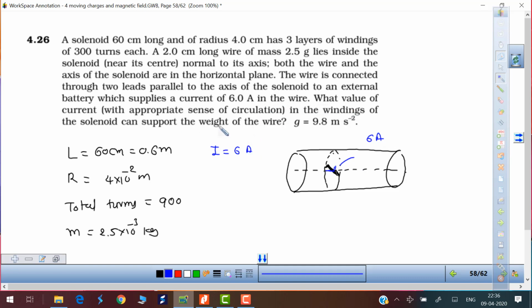What value of current in the winding of the solenoid can support the weight of the wire? So what is the current here? It produces the magnetic field, which gives an upward force ILB, and the downward force is mg. This current is I, and we want to find B, and from B we can calculate the current in the solenoid.